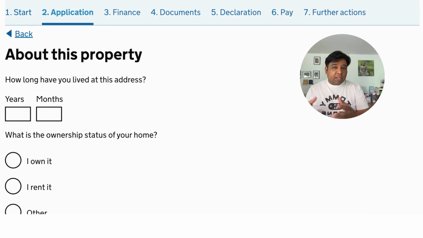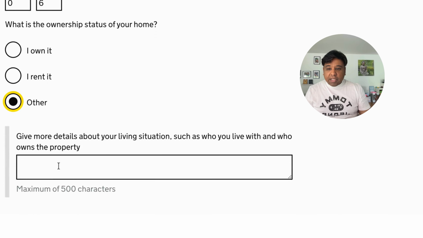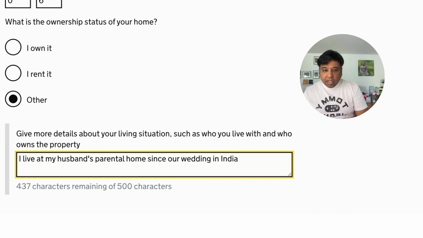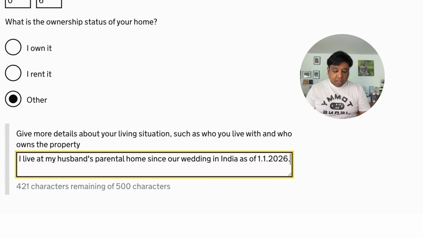So if you've been living at this address, again, this is really important. So once you got married, say it's been just 6 months and you've moved into your husband's parental home, here you need to be really careful. So if you've just lived less than 2 years, you mention that. So this Tanya has lived only for 6 months, and here I select I live at my husband's parental home since our wedding in India as of say 1st January 2026.